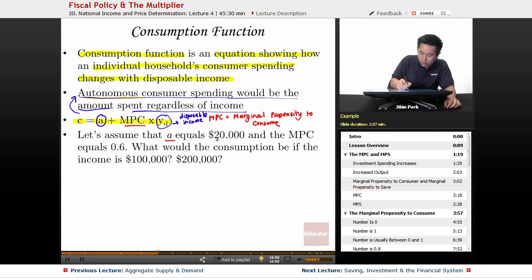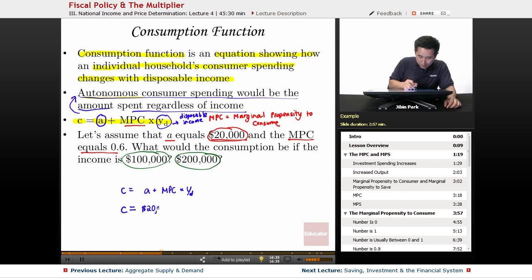Let's assume that A equals $20,000 and the MPC equals 0.6. So you're going to spend $20,000 no matter what your income is. You don't make anything, or you make $20,000 a year, or $15,000 a year. What would the consumption be if your Y value is $100,000, and also if it's $200,000? Let's set up the equation. C equals A plus MPC times YD. We're trying to figure out the consumption. C equals 20,000 plus 0.6, and then let's plug in that $100,000 first.